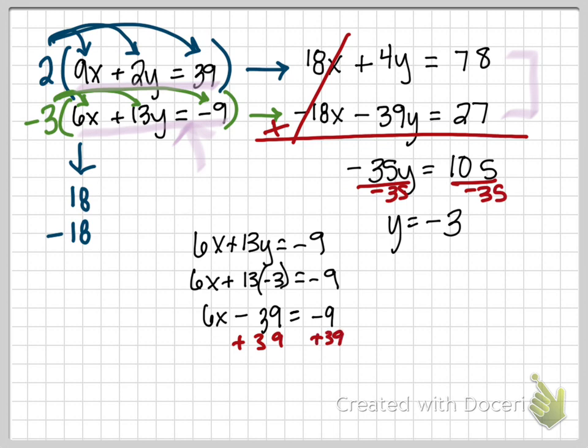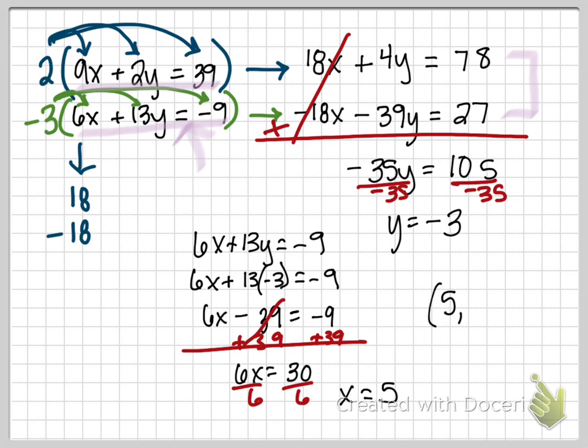Add 39 to both sides. So 6x equals 30. So x equals 5. And then my ordered pair, because that's how I must give my answer, is 5, comma, negative 3.